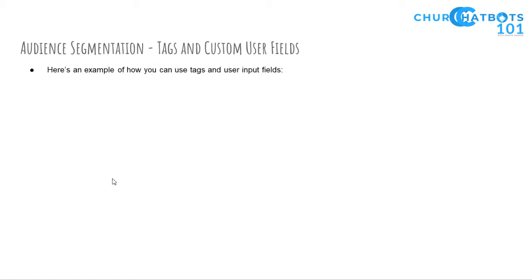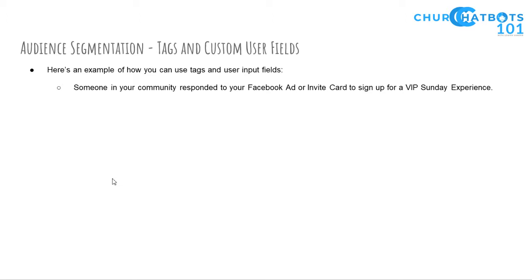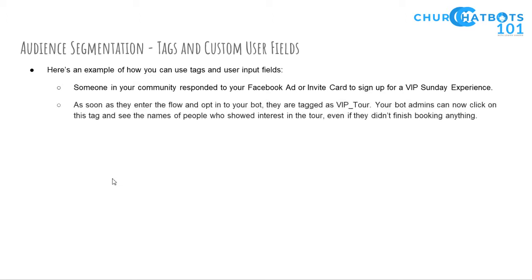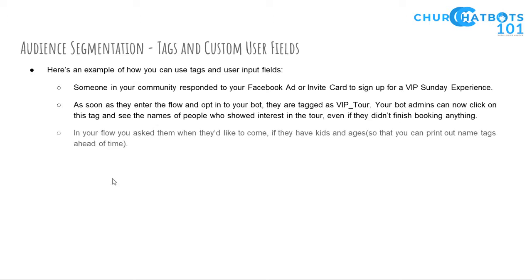And here's an example of how you can use tags and user input fields. Someone in your community responded to your Facebook ad or invite card to sign up for a VIP Sunday experience. As soon as they enter the flow in your bot and opt into your bot, they are tagged as a VIP tour. Your bot admins can now click on this tag and see the names of all the people who showed interest in the tour, even if they didn't finish booking anything. In your flow, you ask them when they'd like to come, if they have kids and ages, so that you can print out name tags ahead of time.